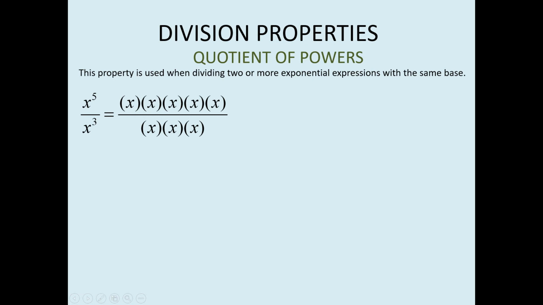If we eliminate 3 of the x's on the top and the bottom, we're going to be left with 2 x's on the top. This also works to show that because 5 minus 3 is 2, and since we're subtracting, we have more x values on the top, that's why our variable exponent is going to be on the top. So x to the power of 5 divided by x to the power of 3 is x to the power of 2 because 5 minus 3 is 2.